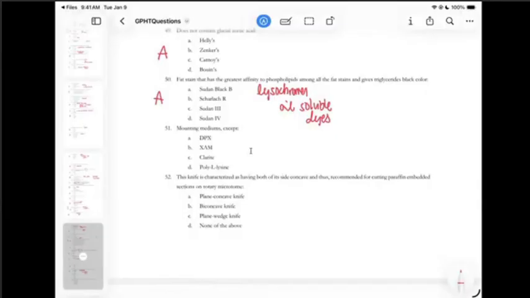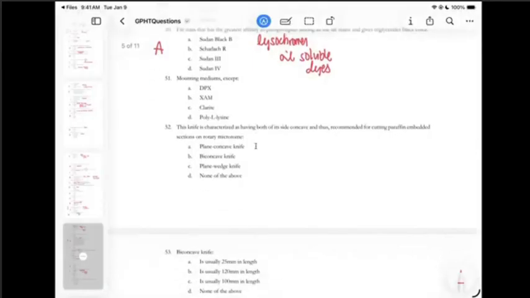So these are not real dyes. Itong mga oil-soluble dyes or lysochromes, since wala silang oxochrome. So these are very useful for fats. So 50, letter A.